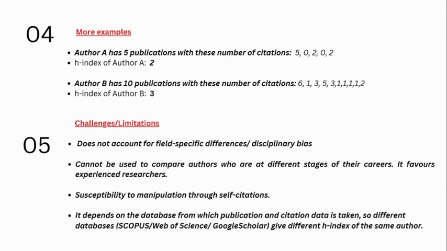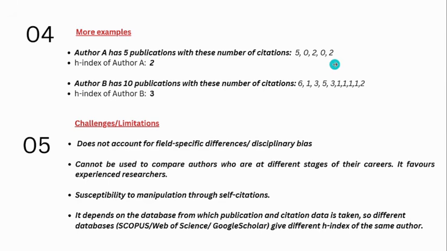Let's have a look at some more examples. Suppose there is an author A who has 5 publications and the numbers of citations are, respectively: the first publication has 5 citations, the second has 0 citations, 2 citations for the third publication, 0 for the fourth, and 2 again for the fifth publication.